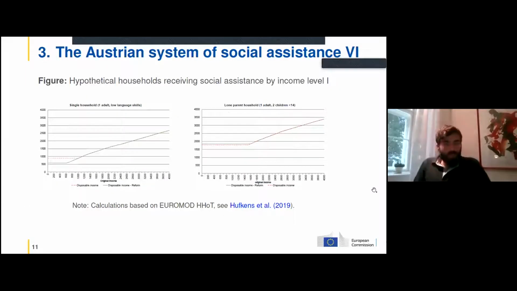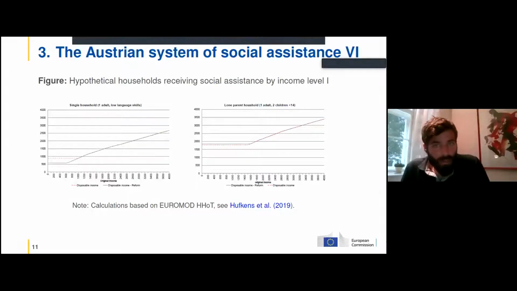To show you the impact of this reform on disposable household income, you see here different types of households, done with hypothetical data. So we have on the left-hand side a single household with low language skills. You see that before the reform, this household would have received 800 euros. After the reform, the social assistance would basically drop to about 550 euros.